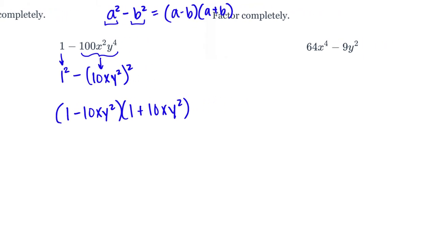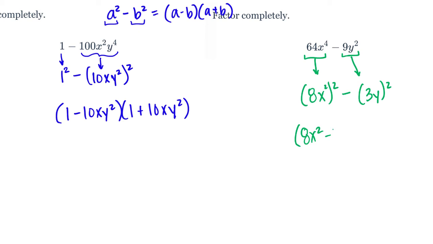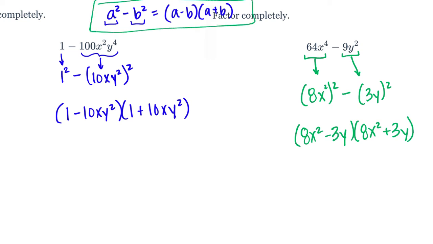Same for this one over here. What squared gives me 64? That would be an 8. And x to the 4th, that would be an x squared that has been squared. And then for the 9, that would be a 3 and a y. So the factored form would be 8x squared minus 3y and 8x squared plus 3y. This is something that you need to know. You need to have that pretty memorized.